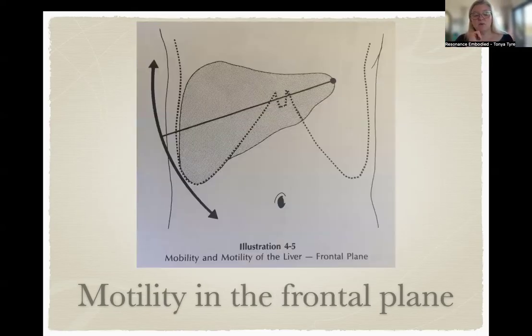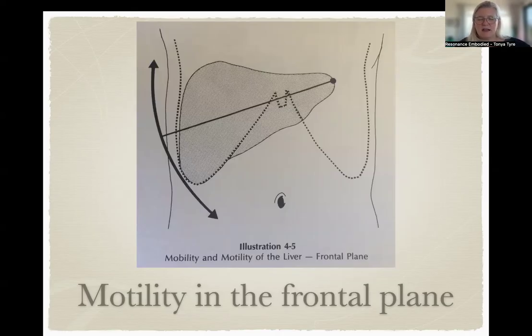And then here's motility in the frontal plane. And motility in the frontal plane, I like this arrow. It's bidirectional, so that's good. It's a better arrow, if you ask me. But notice that the axis of the motion seems to be from the left, at the left border of the liver, so mid-clavicular line on the left.